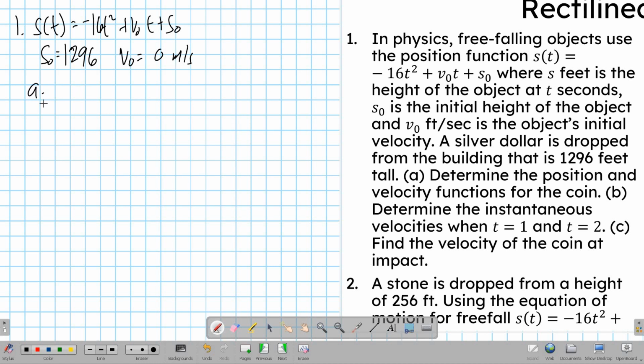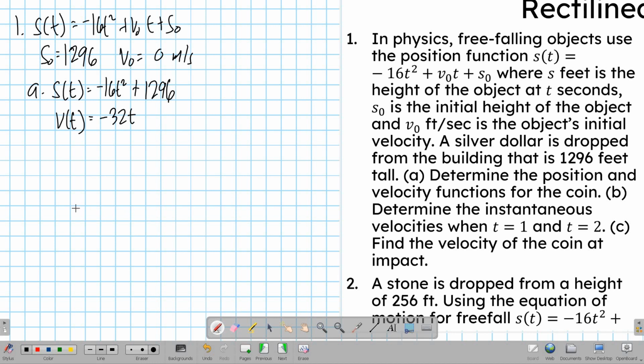Therefore, for A, the position function of the situation will be negative 16t squared, plus 0t, plus 1,296. And now to look for our velocity function, we just need to find the derivative of the position function. And that will now give us negative 32t, the derivative of the constant being 0. So that's your answer in letter A.